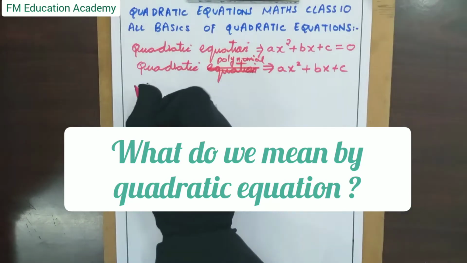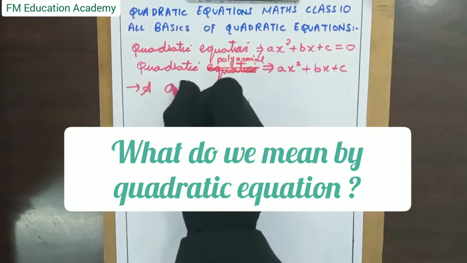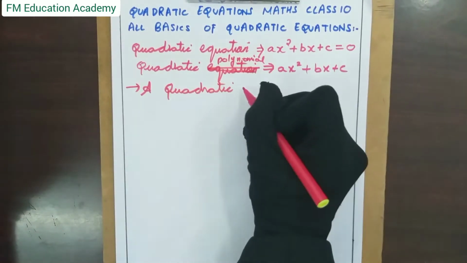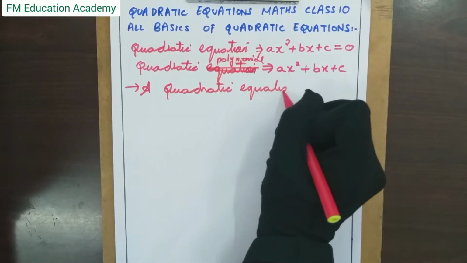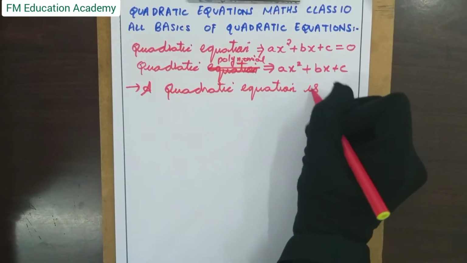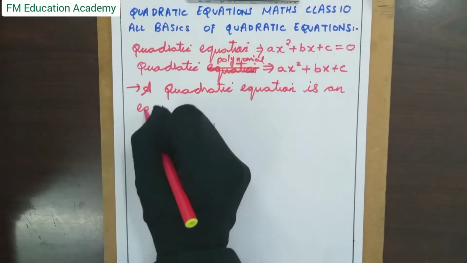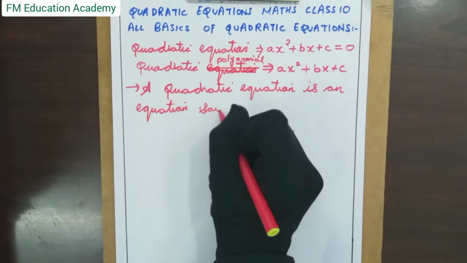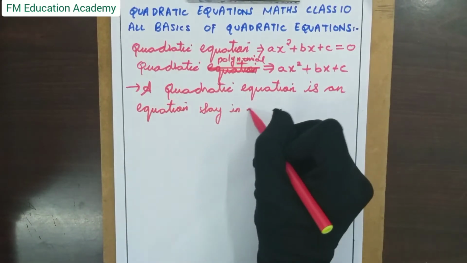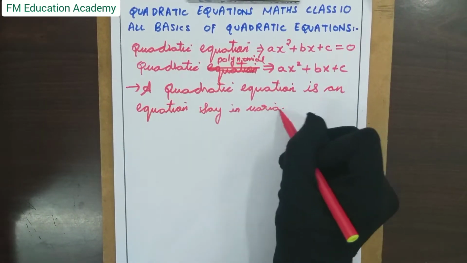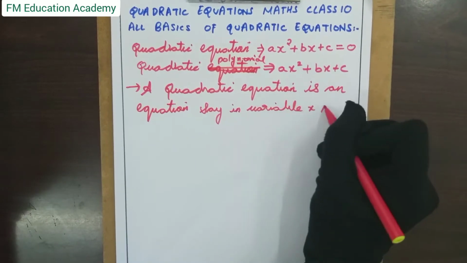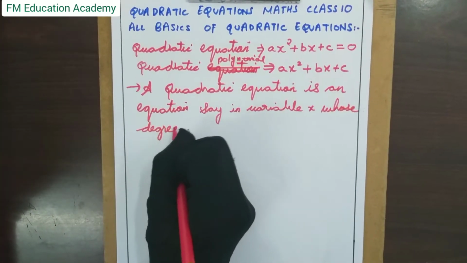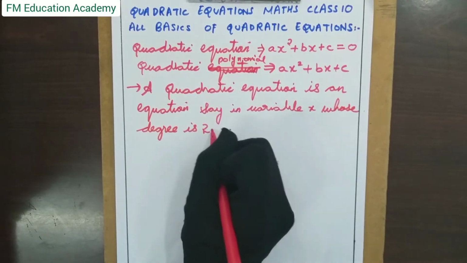What do we mean by quadratic equation? A quadratic equation is an equation, say in variable x, whose degree is 2. The highest power in the quadratic equation is 2.